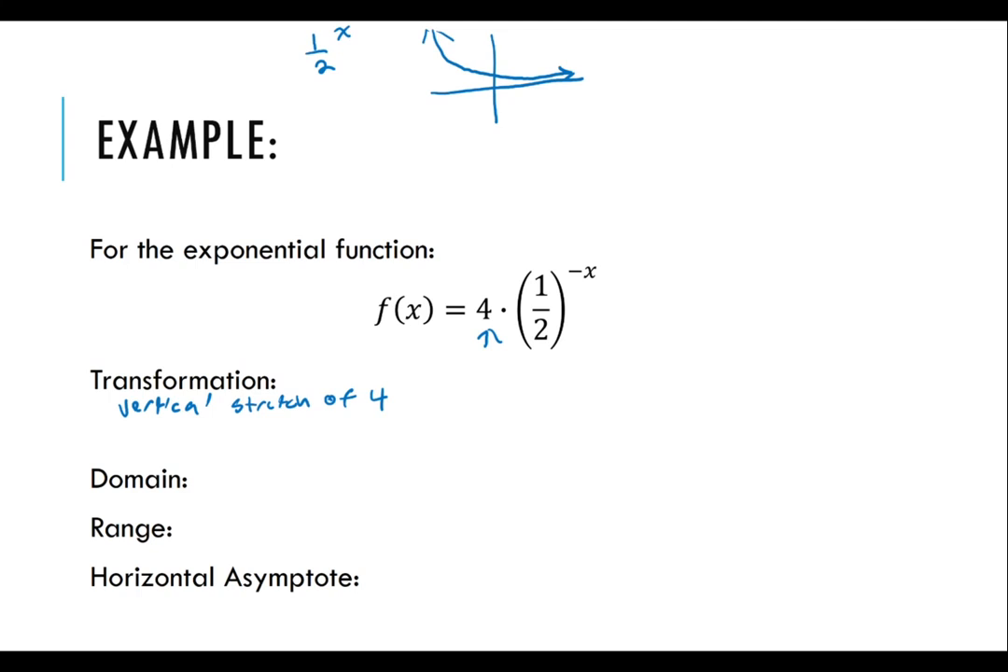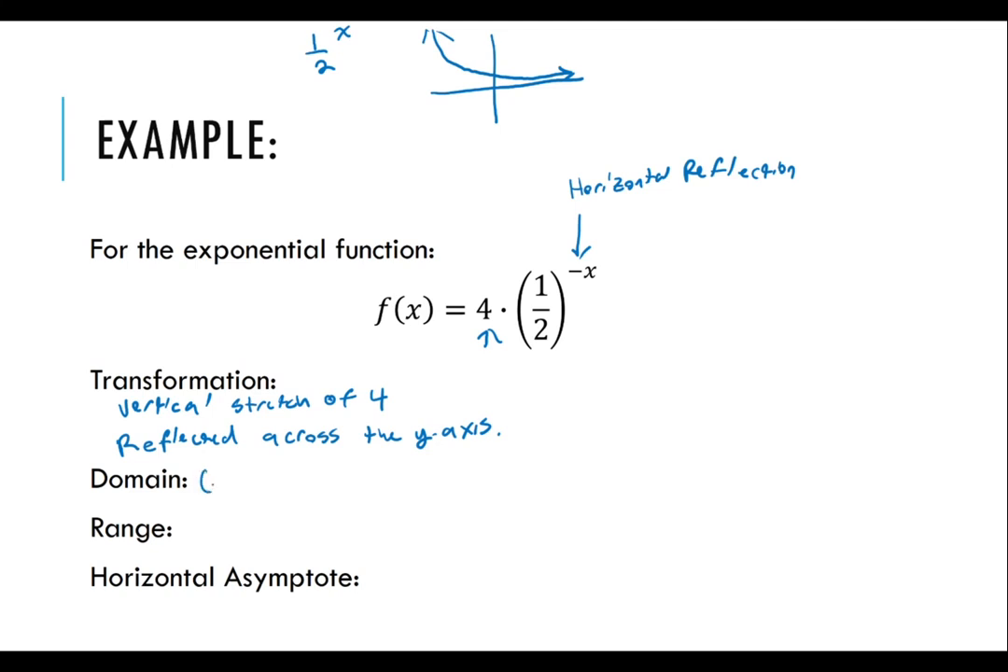Well, what else do we have? We also have this negative here. Well, this negative is inside the function, and so that's a horizontal reflection. And a horizontal reflection is specifically a reflection that flips it sideways or across the y-axis. And so it's going to turn it sideways, and then it's going to stretch it vertically. But those are the only transformations that we have.